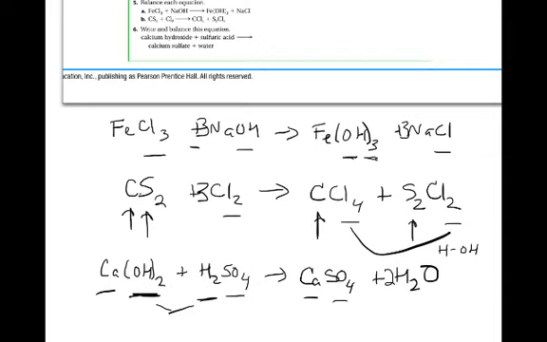And that would be it for section 1, balancing chemical equations. How fun.